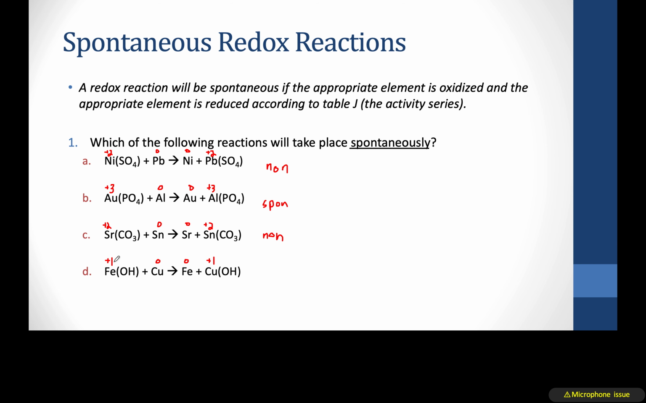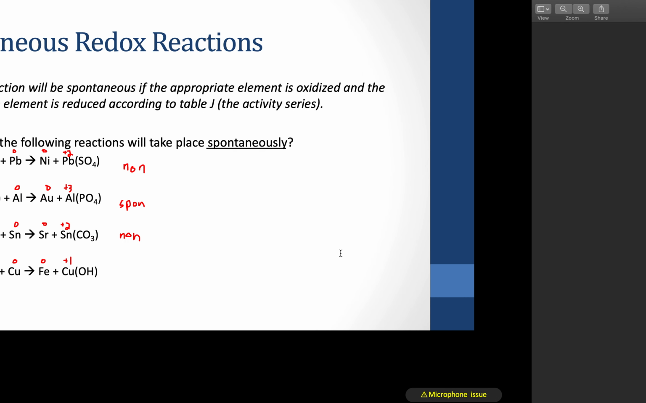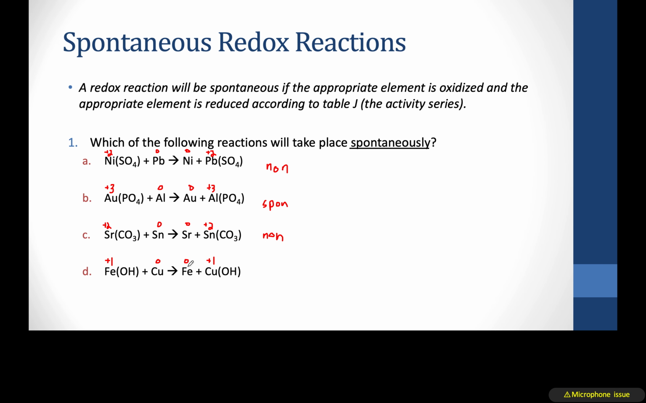So here we have iron going from +1 to 0, getting reduced. Copper goes from 0 to +1, getting oxidized. So iron's getting reduced and copper's getting oxidized. So Fe and Cu. So iron should be getting oxidized. But here iron gets reduced, therefore non-spontaneous.